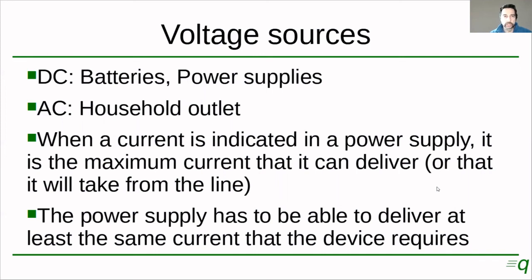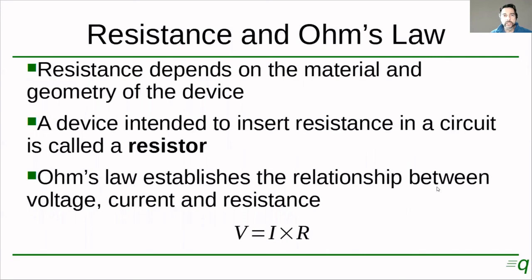Also, in a power supply, when current is indicated, it is the maximum current that it can deliver, or that it will take from the line if it is on the primary side, on the input side. And the power supply has to be able to deliver at least the current that the device requires. So when you connect a power supply to a device, you have to make sure that the voltages are the same and that the power supply can supply at least that amount of current. And then we had a look at resistance and Ohm's law.